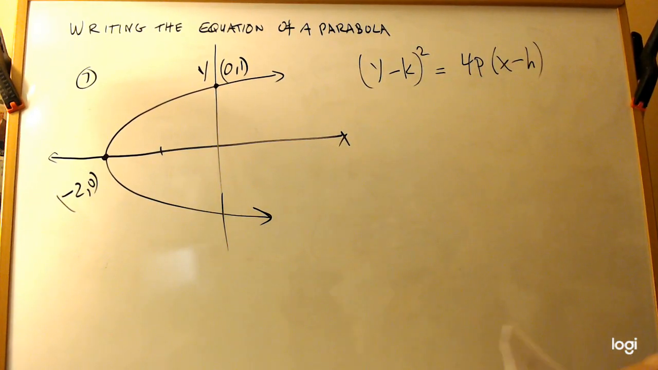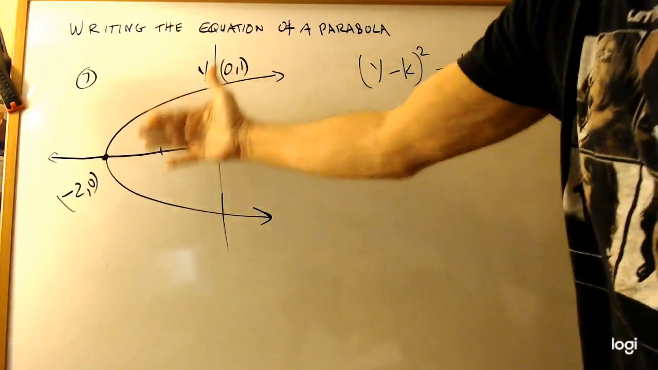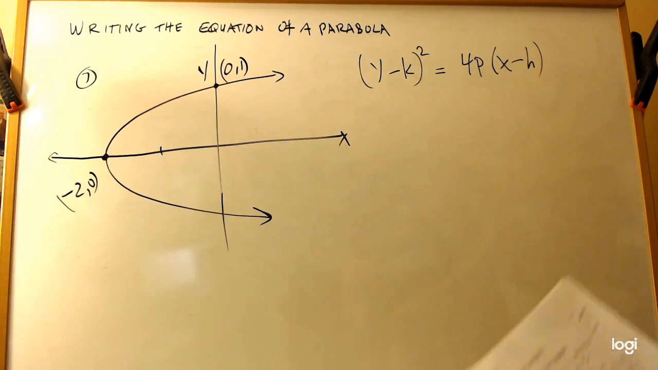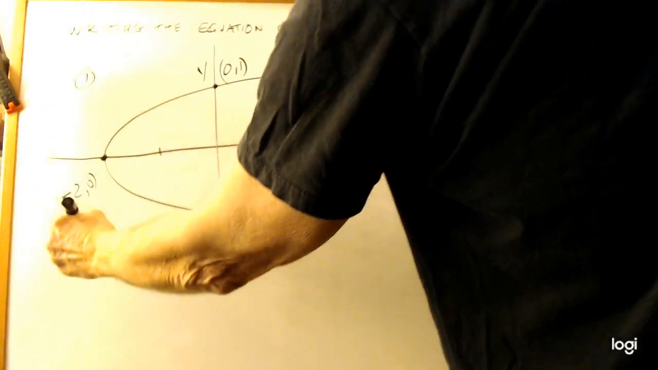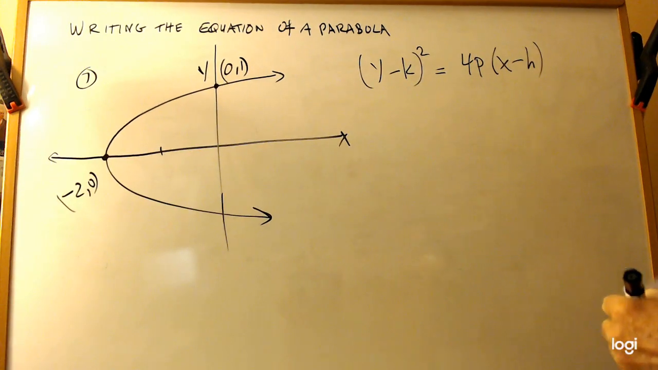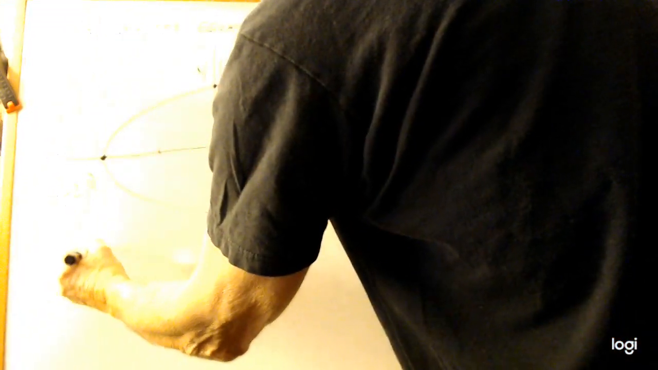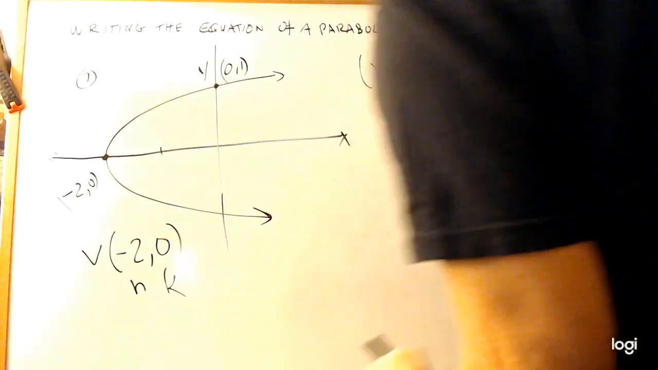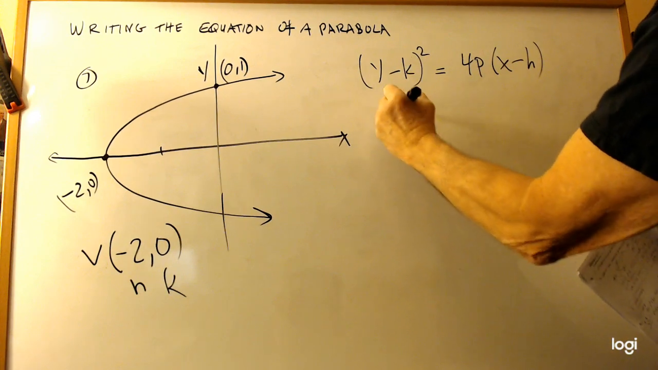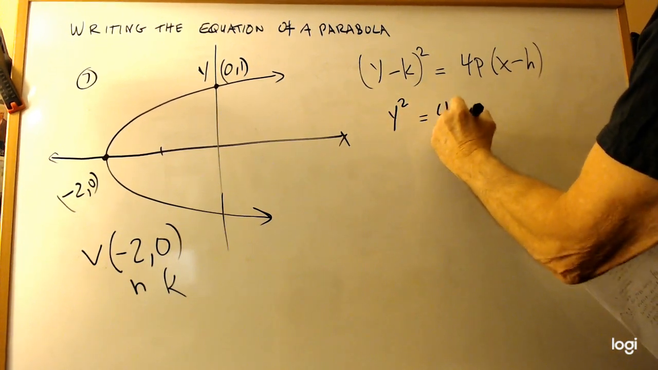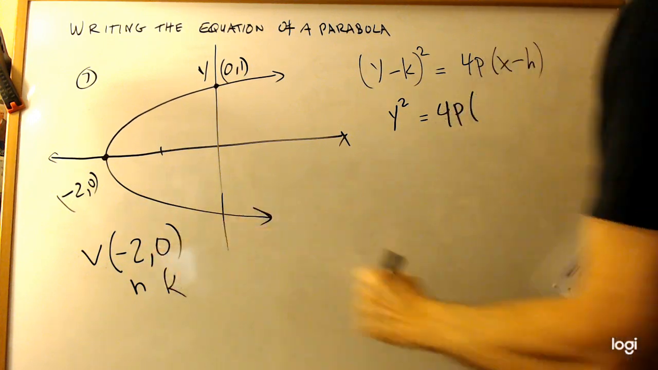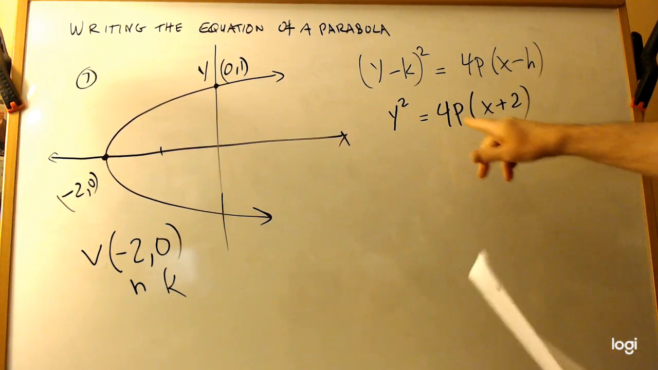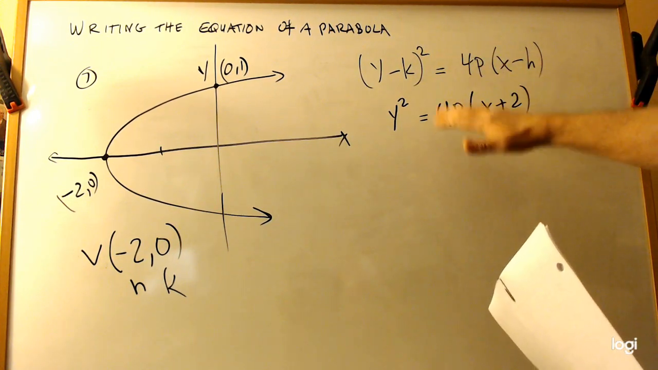So we have to recognize this is a left-right type, opening right, concave right, so we have a positive p right here. And from the diagram, the (h, k) is negative 2 comma 0, so we immediately know that the vertex is negative 2 comma 0. This is our h, this is our k. I'm going to plug them in. So you get y minus 0 squared, which is y squared, and x minus h, minus a negative 2, is a plus 2. So we're not quite there yet. Now we have to find p.